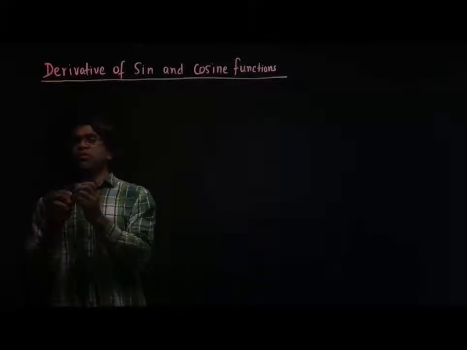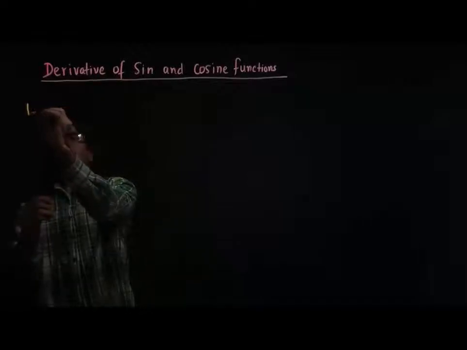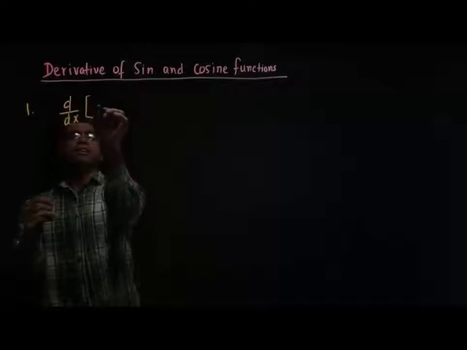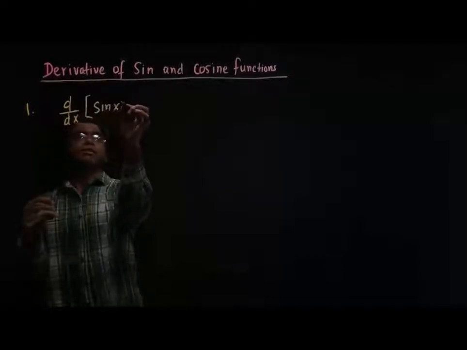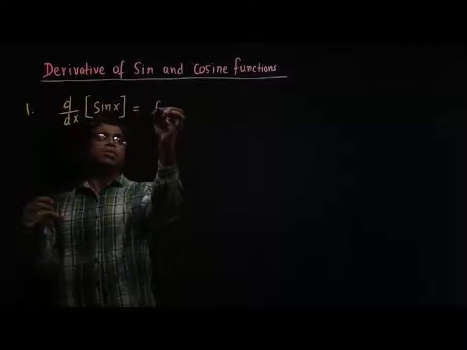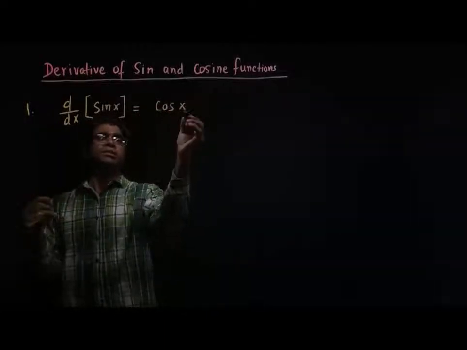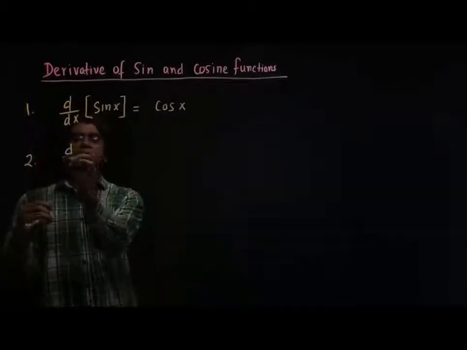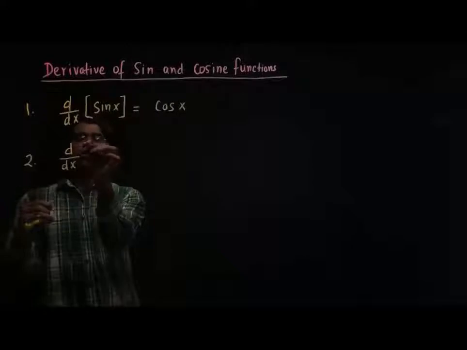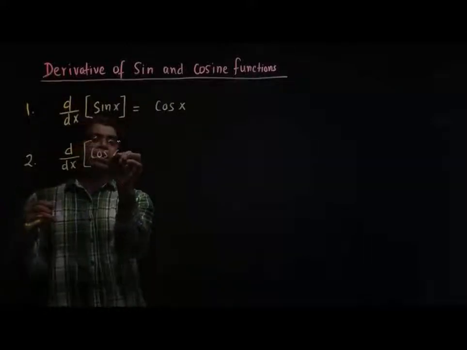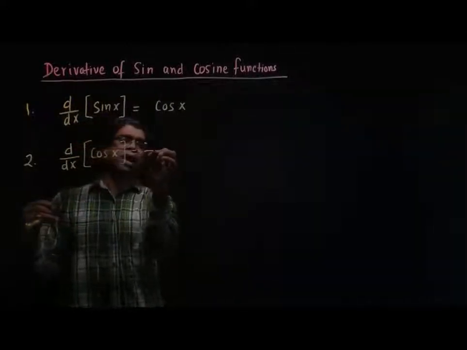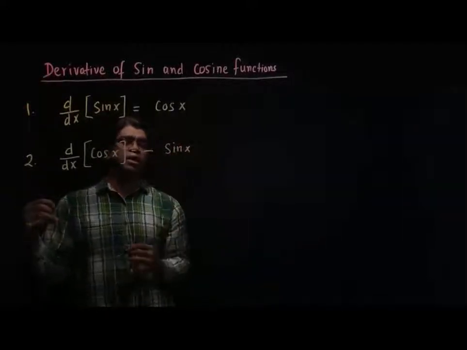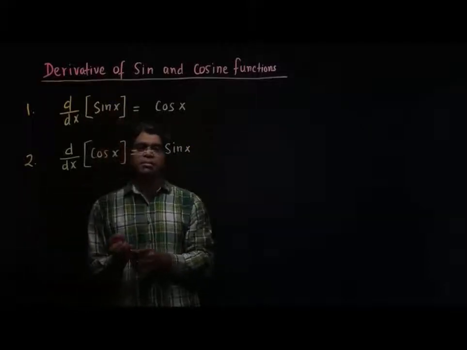So the very first thing we want to talk about is dy dx of sine x is cosine x, and the second formula that we have is dy dx of cosine x is equal to minus sine x. Alright? Now, let's consider an example.